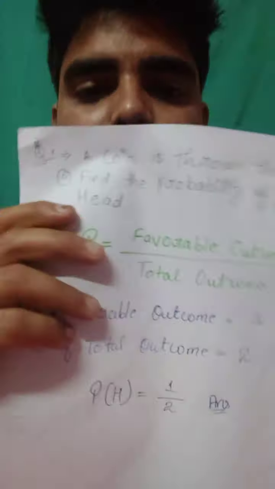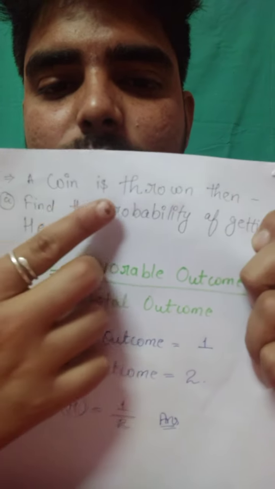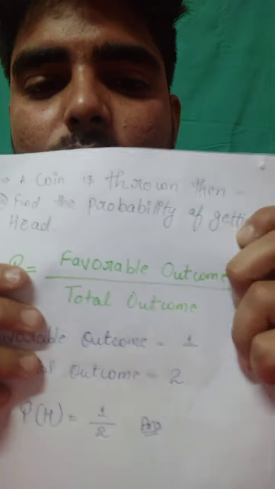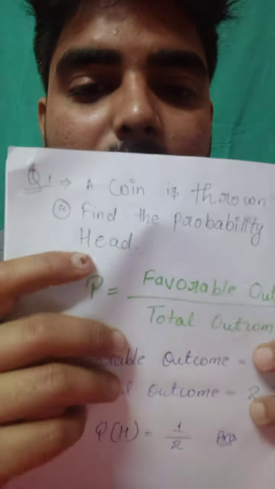Now, how to find the probability? The formula for probability is favorable outcome upon total outcome. Let's discuss some questions to make it crystal clear. Here is a question. A coin is tossed, then find the probability of getting a head.